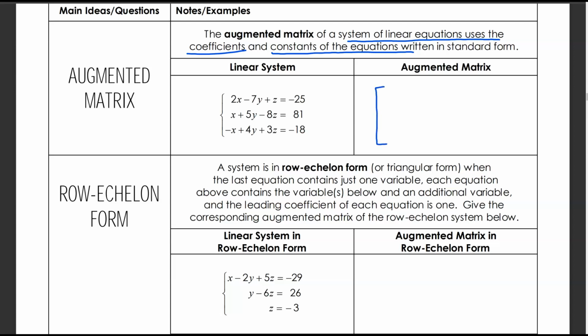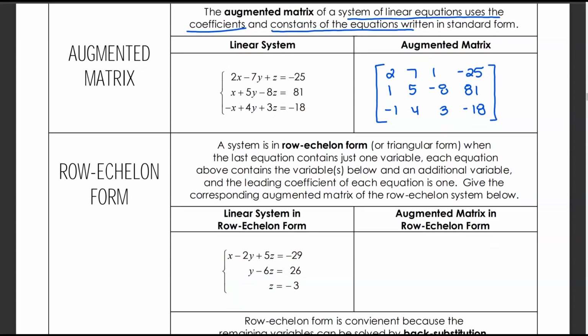So here we're going to go ahead and have 2, 7, 1, negative 25. So those constants become the fourth column here. And we're going to have 1, 5, negative 8, 81. Negative 1, 4, 3, and negative 18. This is our augmented matrix.